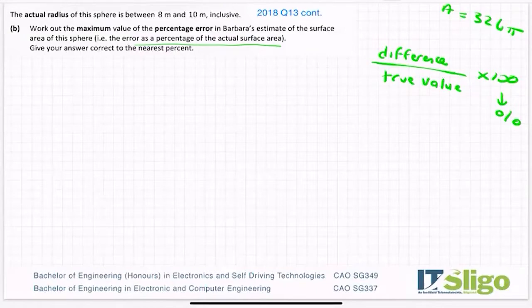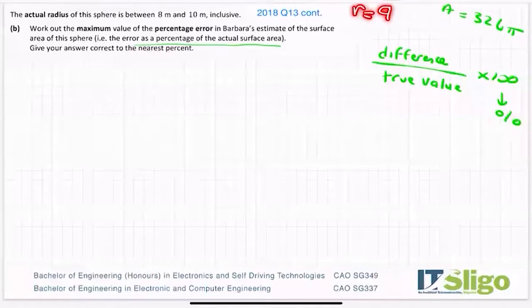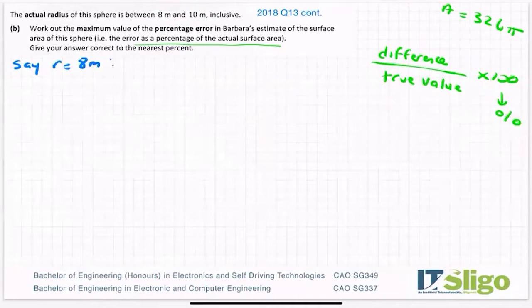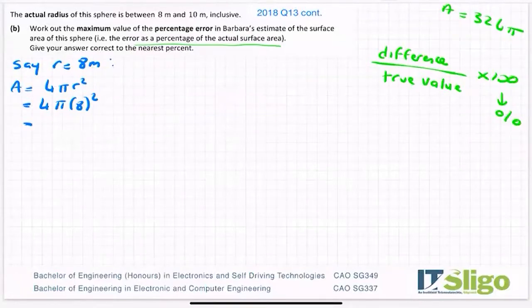Okay, so work out the maximum value of the percentage error. How I would do this one is, I would go right, Barbara took the radius to be 9. So the furthest away from 9 is either 10 or 8. They're going to be the worst case numbers for working out the error. So we'll say the radius was 8 meters. Then my curved surface area is still 4 pi r squared, so it's 4 pi 8 squared. Putting that into the calculator, 4 pi by 8 squared, I'm getting 256 pi.